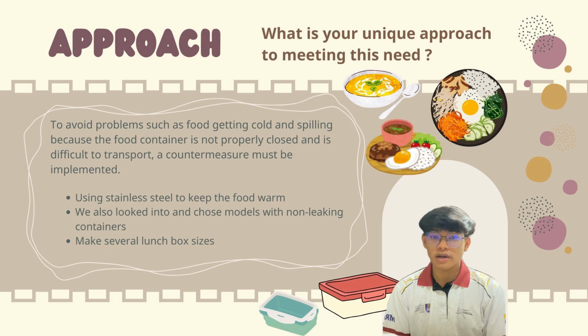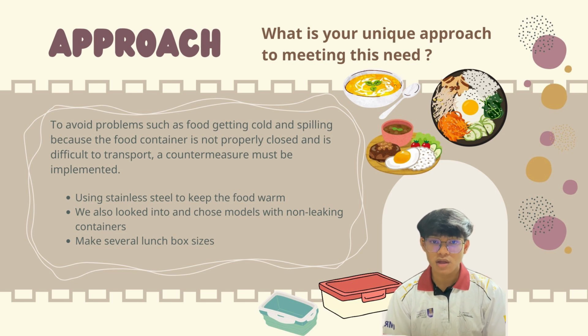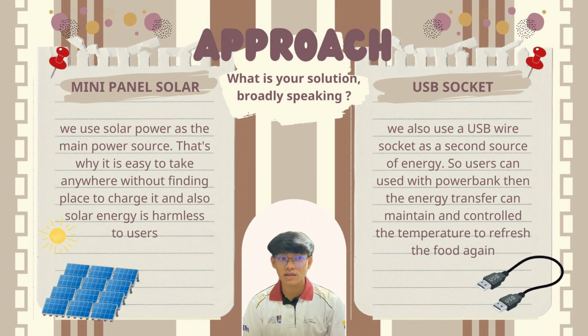Alright, the last one is to make several lunchbox sizes. As we know, students nowadays care about the size of the lunchbox because they want to put so many foods in there. Alright, the next slide is: what is your solution, broadly speaking? In this case, as we show in the slide, there are 2 types that we will innovate. That is the mini solar panel and also the USB socket.